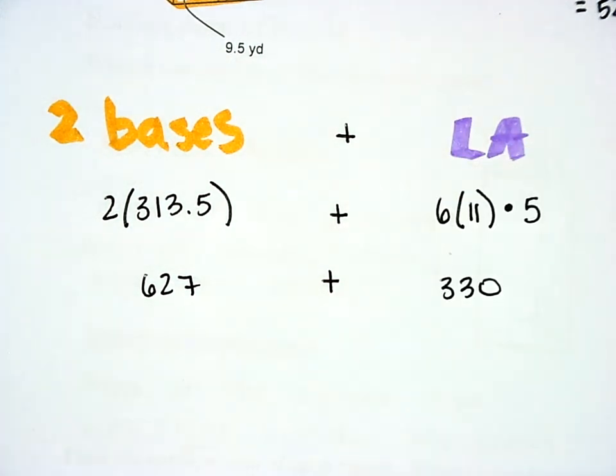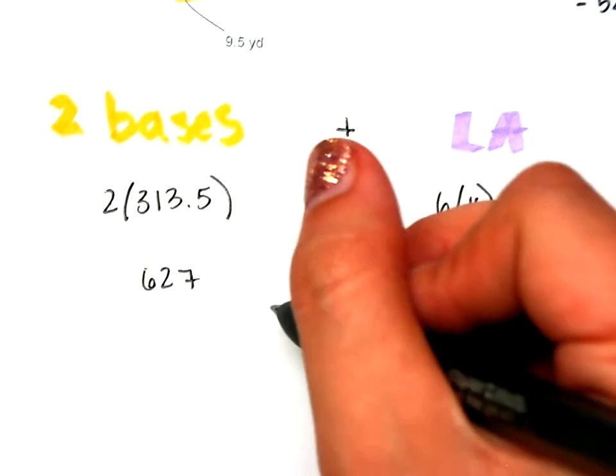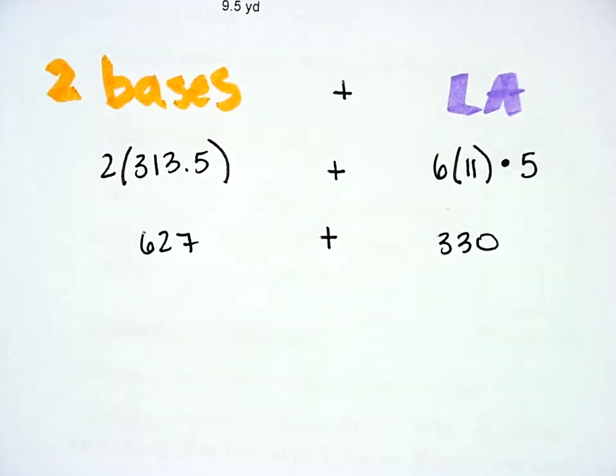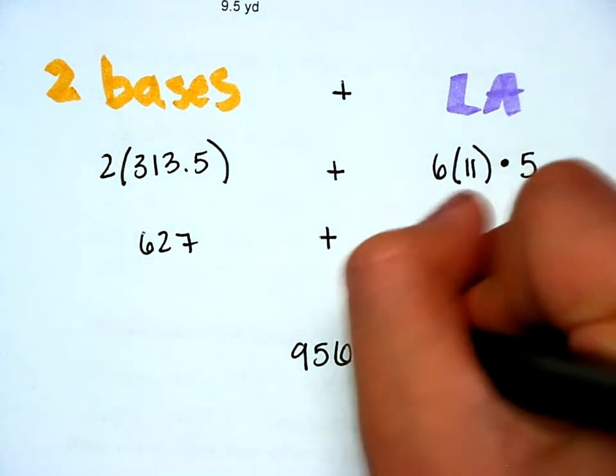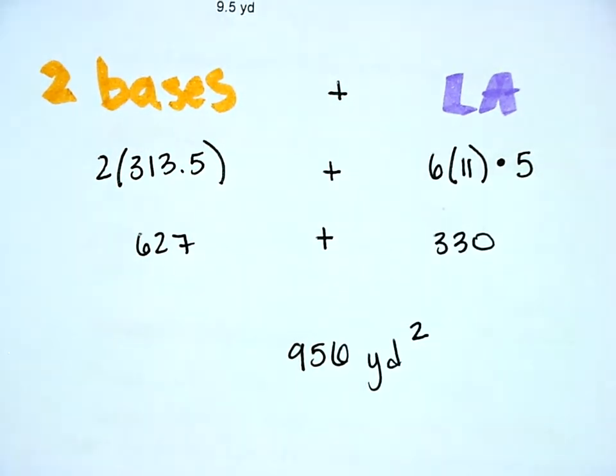Last step is to add them all together because we want the total surface area. So plus 627, that gives me 957 yards squared. So now you've seen 3 different prisms and how to find the surface area. Stay tuned for my next one, and we'll move on to pyramids, cones, and cylinders.